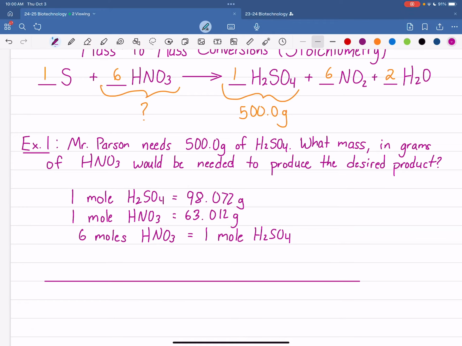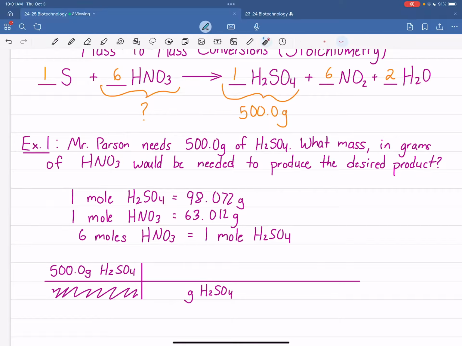And to start, we're going to place 500 grams. Remember to place nothing underneath. And then right away, I can start to put the grams of H2SO4 here. And the reason I'm doing that pretty much automatically is that, in order to get rid of this unit I don't want, because I need to get to grams of HNO3, I need this unit to cancel, and the only way to get it to cancel is by having it diagonally down.